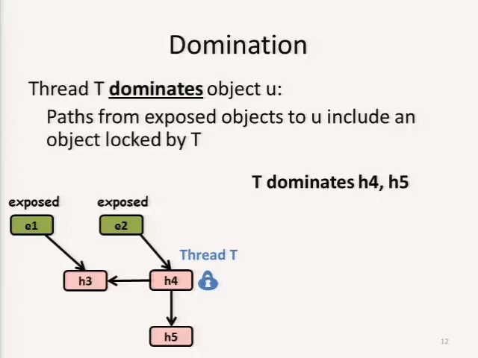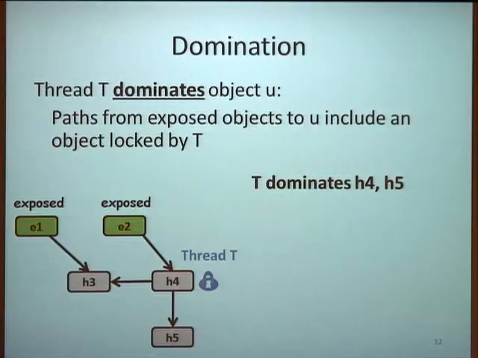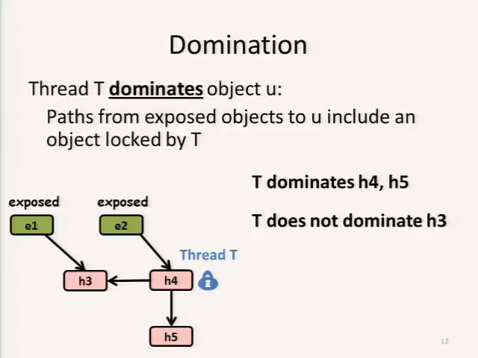We say in the definition of the protocol that thread T dominates object U if all the paths from an exposed object to object U have a lock that is locked by thread T. So in this example, we have two exposed objects, E1 and E2, and we have thread T that has a lock on H4. We know because of that T dominates H4 and H5 because all paths from the exposed object to these two objects are protected by this lock. We also know that T does not dominate H3 because there is a path without any lock that is owned by T.